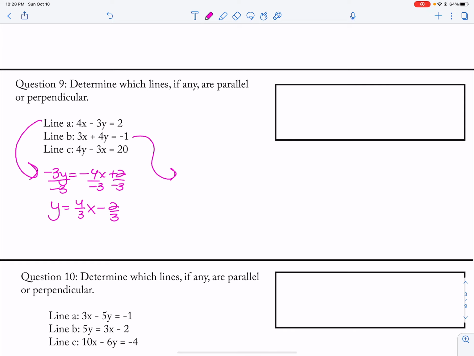This next one, line B, 4y is equal to negative 3x minus 1. Divide everybody by 4. So y is equal to negative 3/4 x minus 1/4. So A and B are perpendicular.